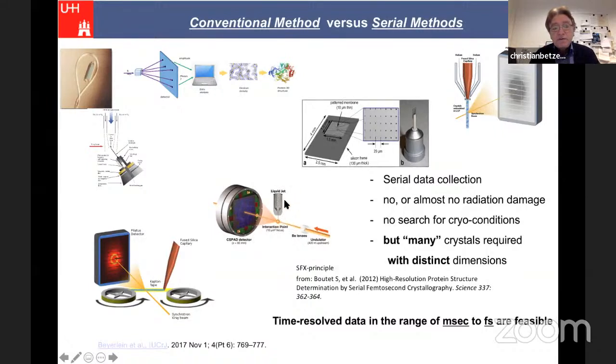Another method, developed starting, say, 6, 7 years ago, was a liquid jet. You introduce crystal suspensions via the liquid jet shown here and on the right side.